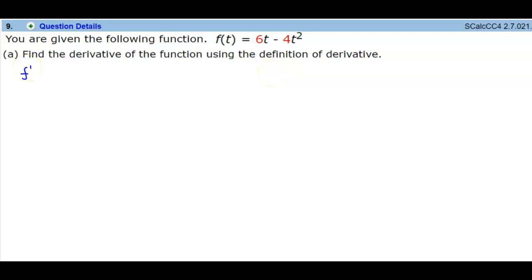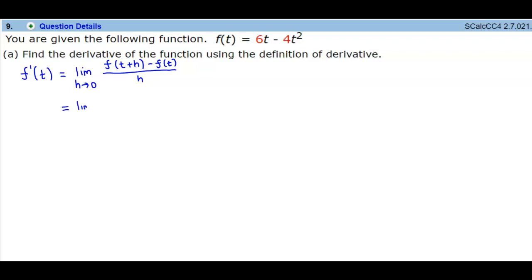We have f prime of t, which is a derivative function, which would then equal the limit as h approaches 0 of f of t plus h minus f of t divided by h. So now let's use that function.